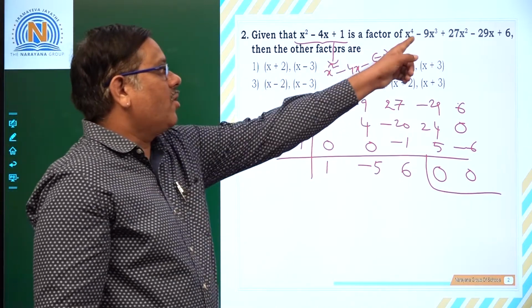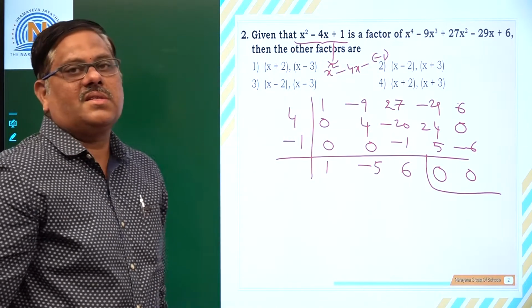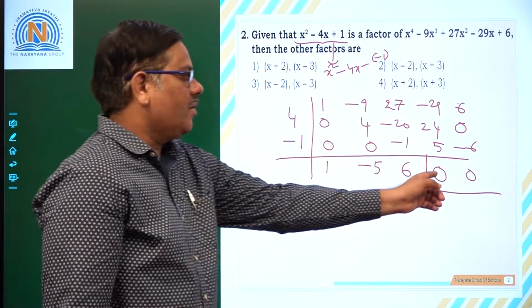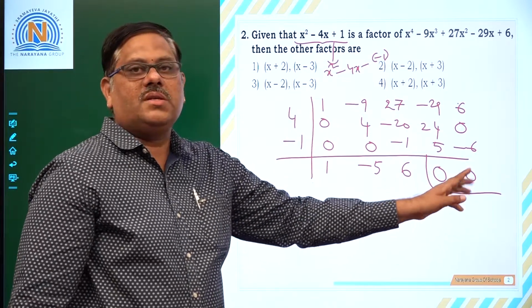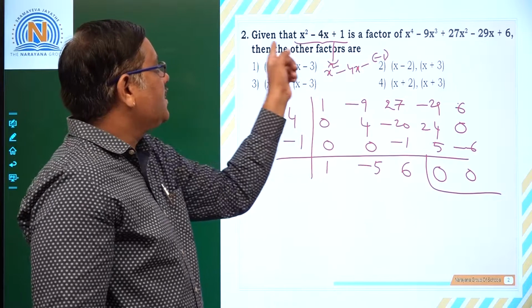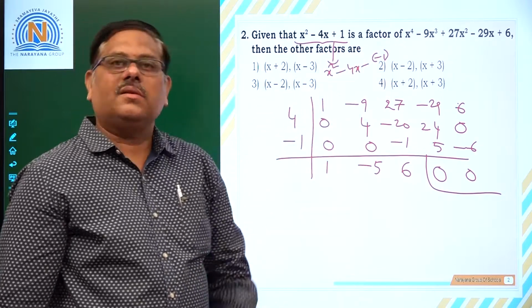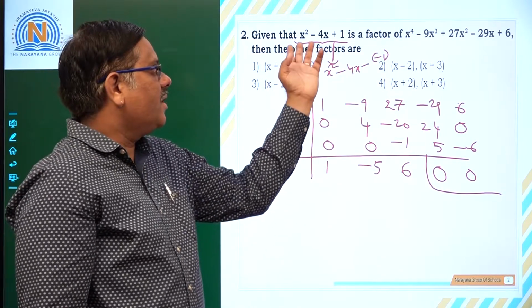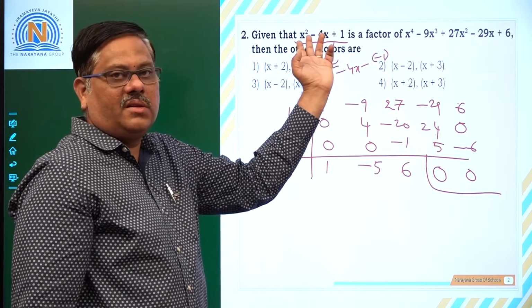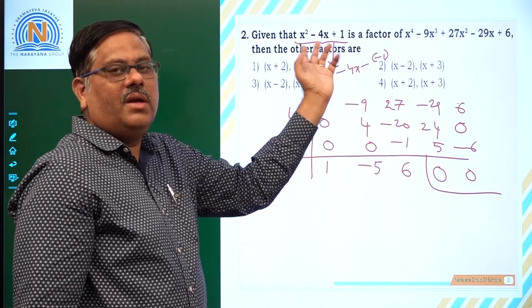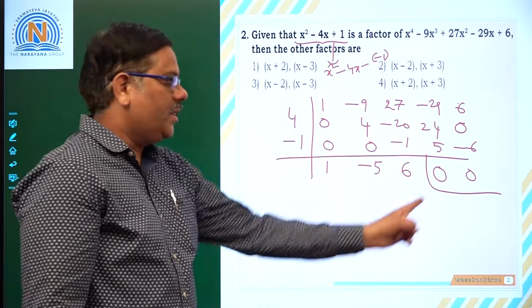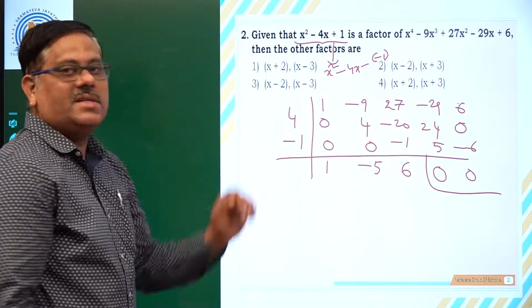Whenever you divide this polynomial with this divisor, x square minus 4x plus 1, observe here we are getting the result as 0, 0. Means remainder 0. That's the reason why he is saying that it is a factor. It is justified. Factor means whenever you divide this with this quadratic polynomial, the remainder will become 0. That is happening here. So the process is correct.